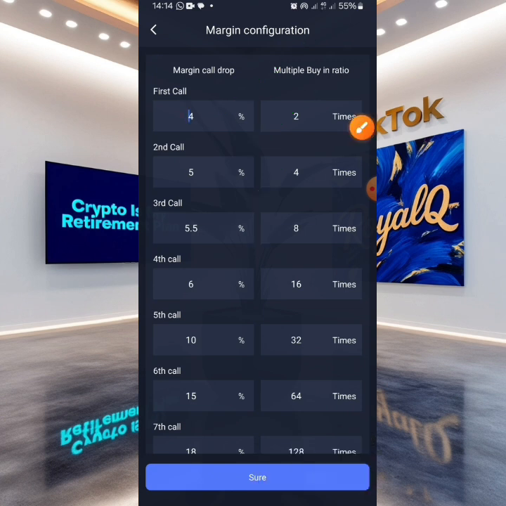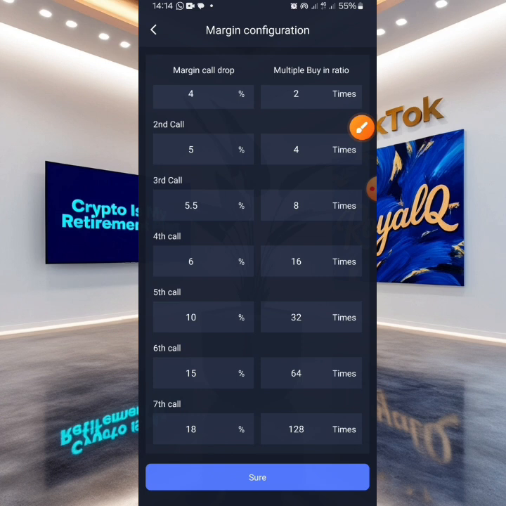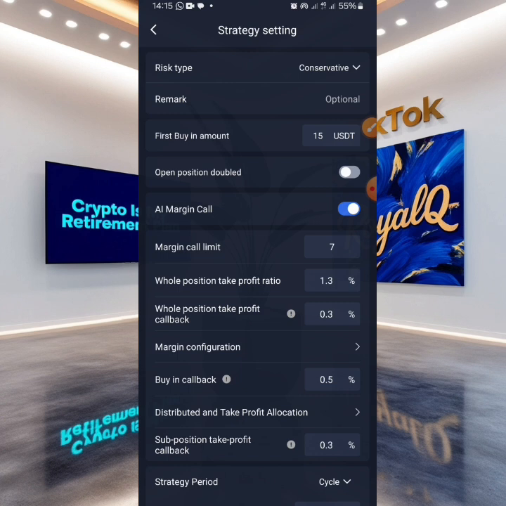You can use these settings, these are default settings, in order to avoid the floating loss. This can help you not to go into deep floating loss because the call drop is big. So the drop is over 30 to 50%. Why? Because the Royalq knows that the market is volatile. So those are the risk types. But we opt to set our own trading strategy or risk types.